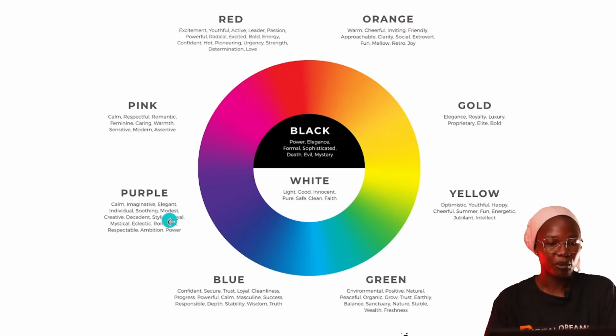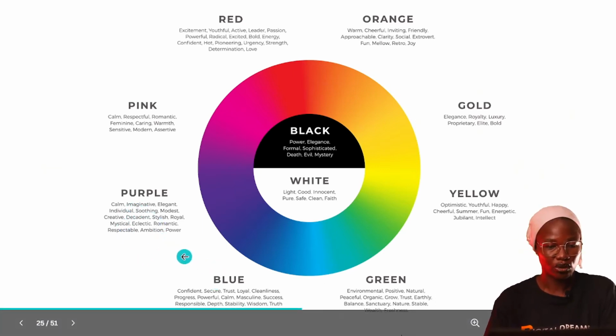So we have purple. So purple makes us feel calm, imaginative, elegant, individual, certain, modest, creative, stylish, royal, romantic, and powerful, ambitious, like a lot. This is the psychology behind the purple color, right?